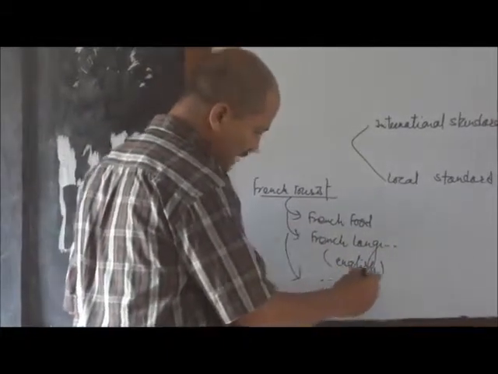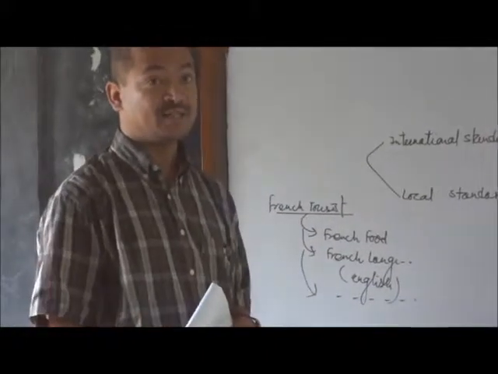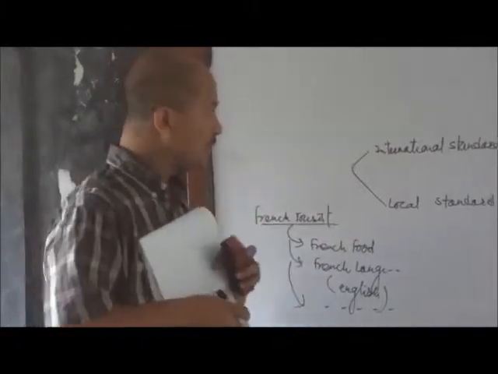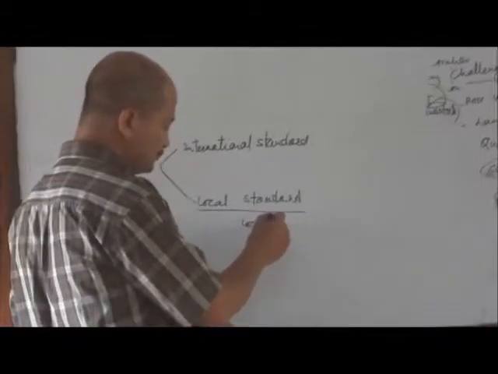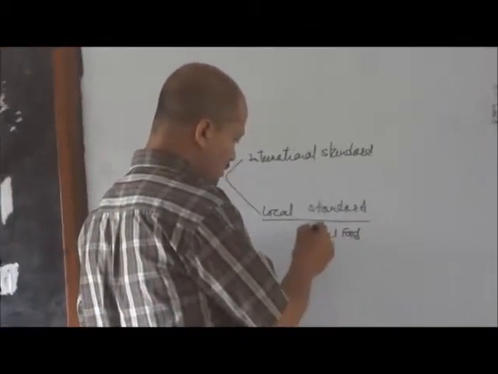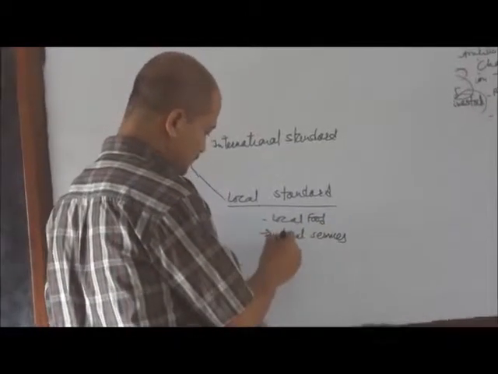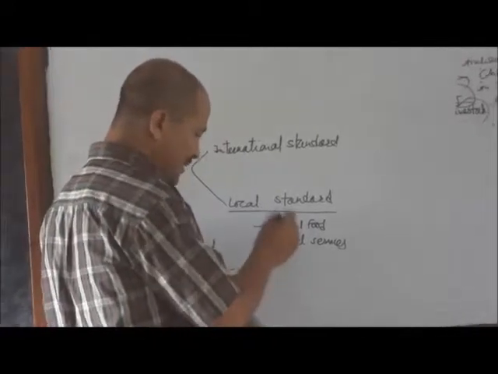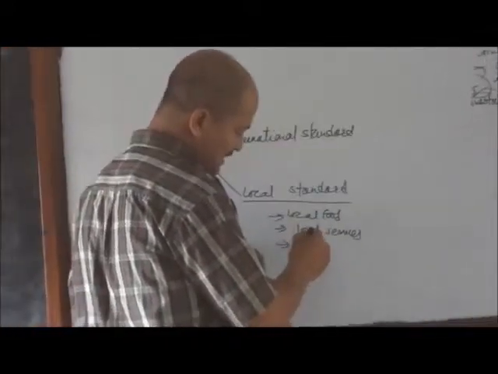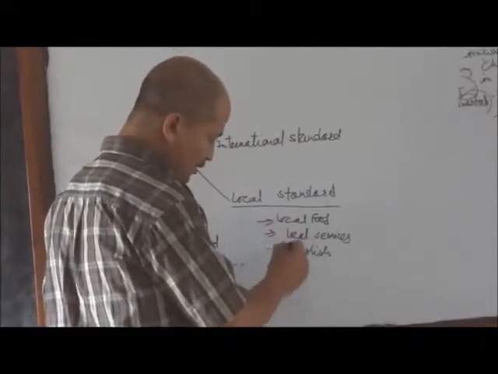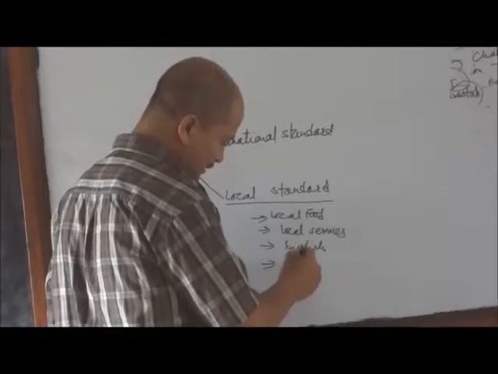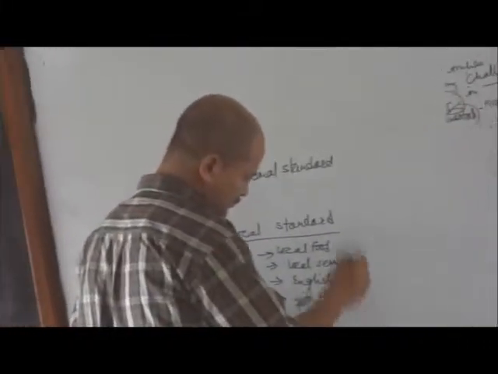And all the hospitality facilities, please remember, in the case of the international standard. But in the case of the local standard, it is just like local food, local services, general local services, and maybe the English language or a communication language, and food security, hygienic food. Look at it.